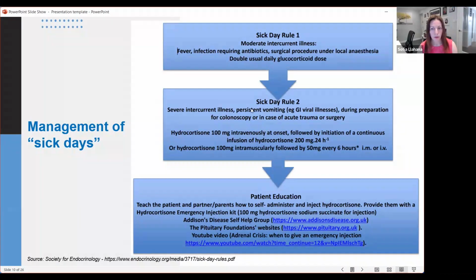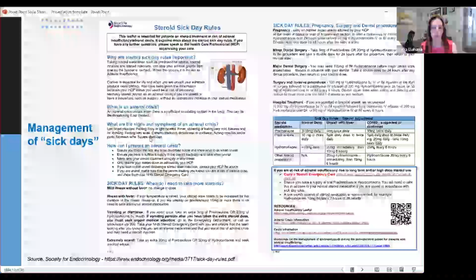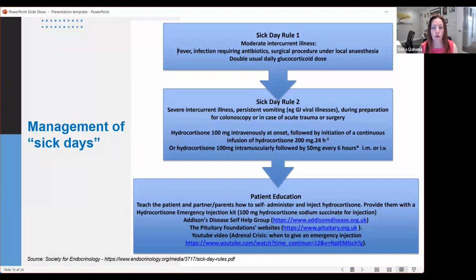The sick day rule 2 is related to severe illness, especially persistent vomiting. So vomiting is the main trigger of adrenal crisis, but it's also a symptom of adrenal crisis. So if you have persistent vomiting, then that requires hydrocortisone injection, and that can be given intramuscularly by an injection, or it can be given intravenously.